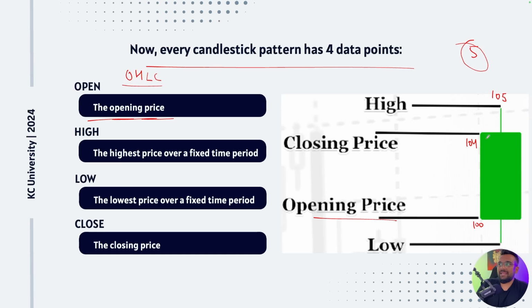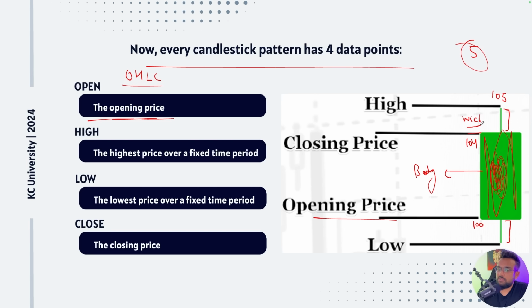Anything that comes above the closing price, from the closing price to the high of the day, becomes a wick. You see this? This becomes a little wick. From the opening price to the low of the day, this also becomes a wick. We just want to see the measuring distance from opening to closing price. That becomes the candle body. This is called the body, and these are called wicks, literally.